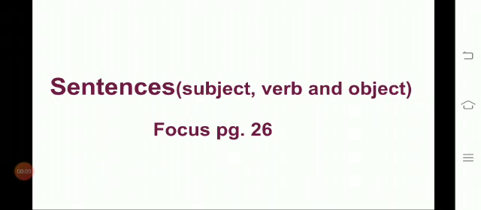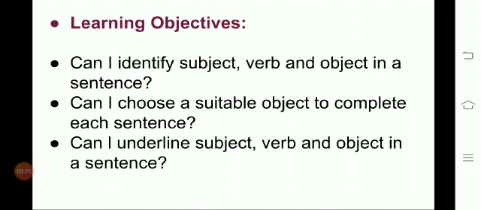Today, our topic is sentences, subject, verb, and object. It is on your focus page number 26. So, please open your focus grammar books on page number 26. The learning objectives are: can I identify subject, verb, and object in a sentence? Can I choose a suitable object to complete each sentence? Can I underline subject, verb, and object in a sentence?